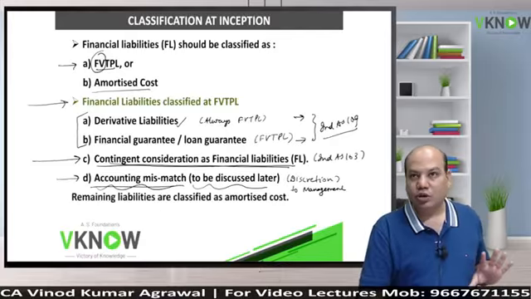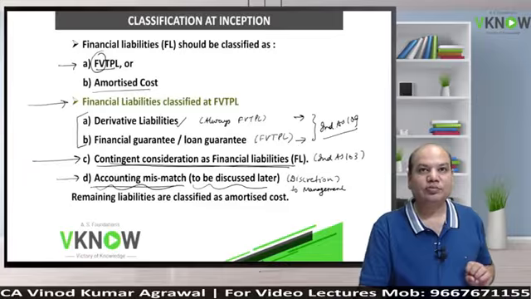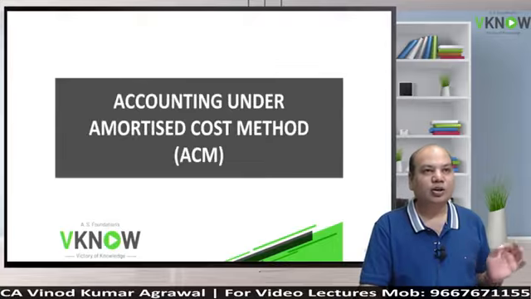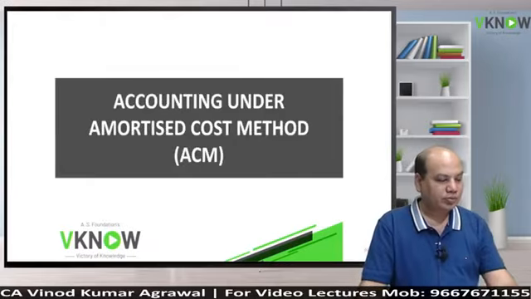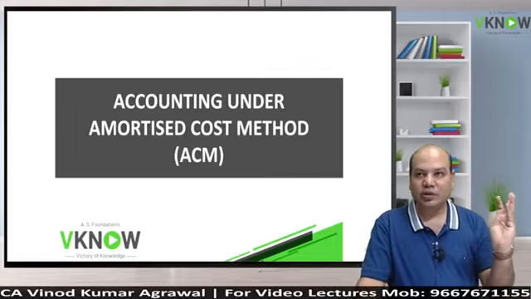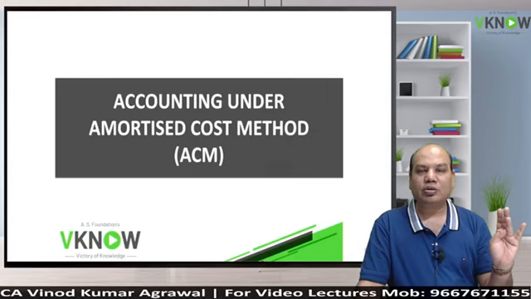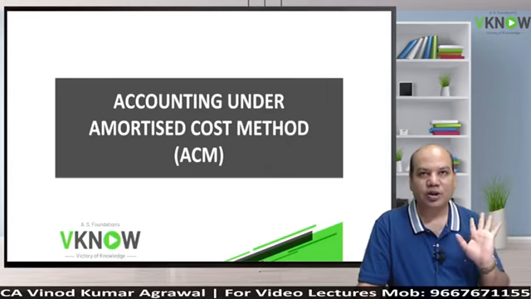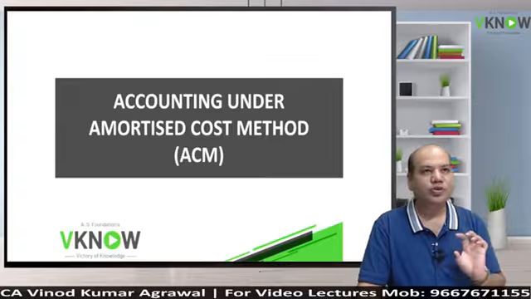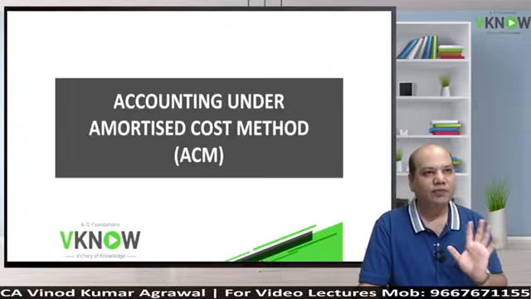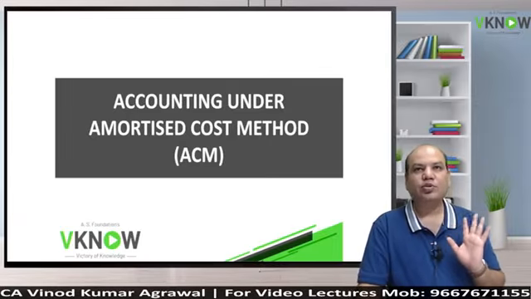So if it is not one of these 4, then by default it will be called a financial liability at amortized cost. So in this exam you have to check whether it is a derivative, financial guarantee or loan guarantee, contingent consideration or accounting mismatch. If one of the 4 situations exists, FVTPL, otherwise amortized cost.